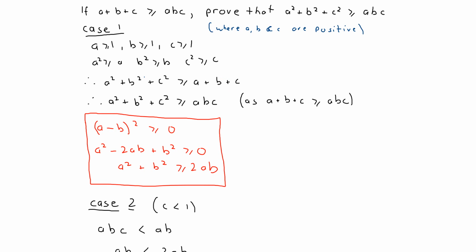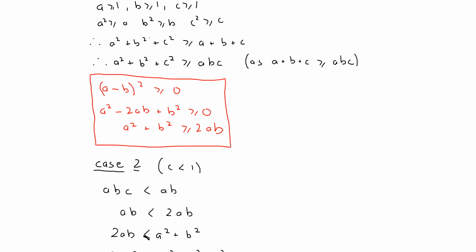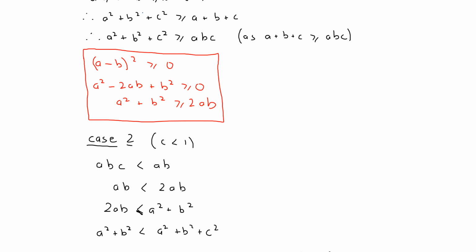It gets a bit trickier if all these numbers aren't necessarily bigger than 1. So before we start case 2, I just want to draw your attention to this little proof I've got here. If I have a minus b all squared, that's greater than or equal to 0, because anything squared is greater than or equal to 0.